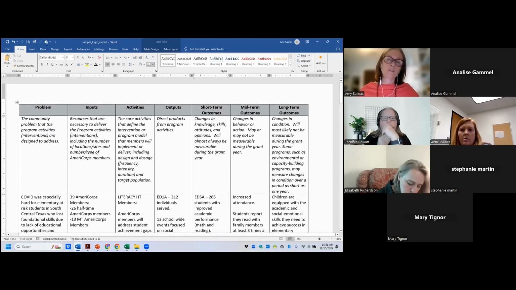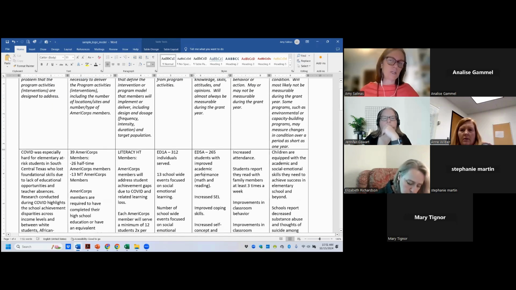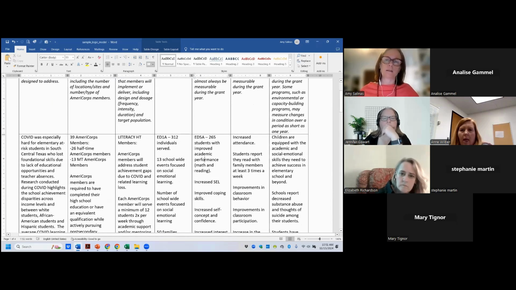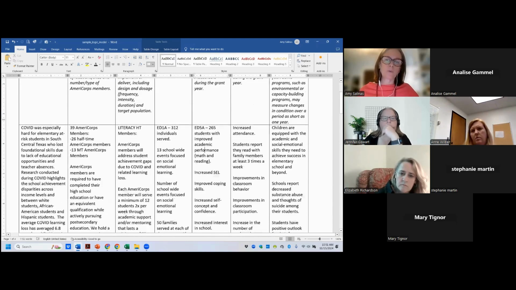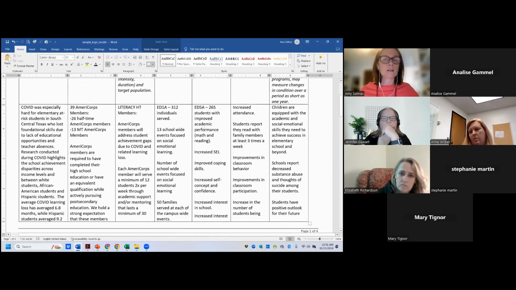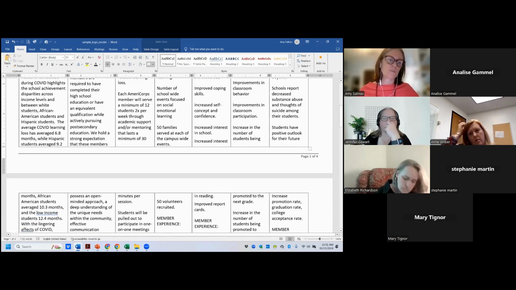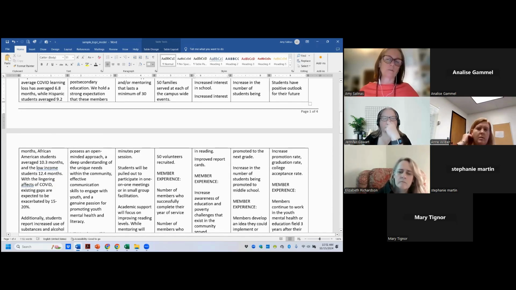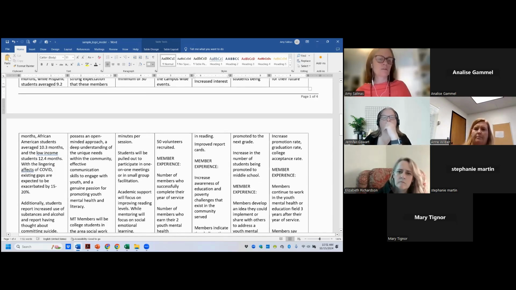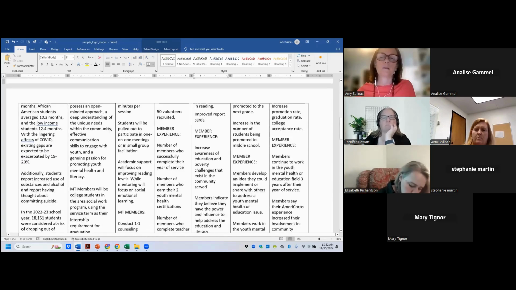And then here's the midterm column. It's behaviors and action. So increase attendance. Students report they read with family members at least 3 times a week. Improvements in classroom behavior. Improvements in classroom participation. Increase in the number of students being promoted to the next grade level, and more. So like, these are examples of actions or behaviors as a result of improved knowledge, skills, attitudes, and opinions.